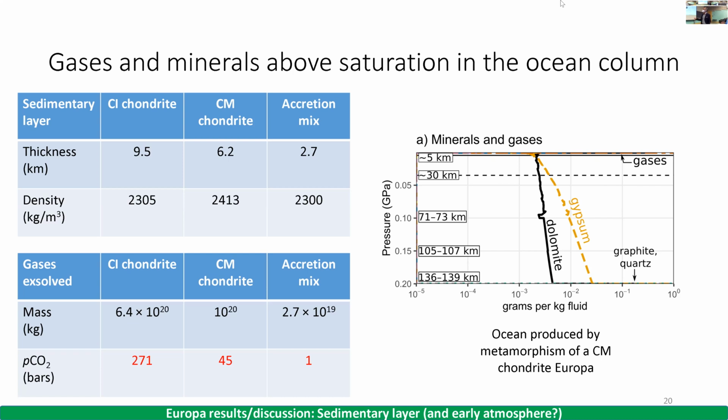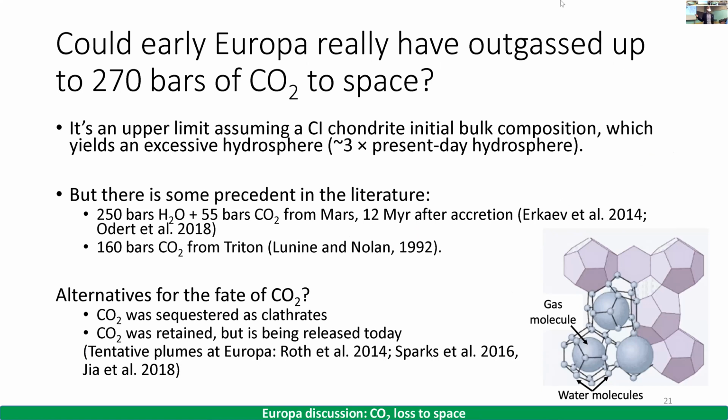But in some cases, we form less carbon dioxide that we have to somehow get rid of because Europa doesn't have that carbon dioxide today. So we were thinking about what to do with that carbon dioxide. Could early Europa really have outgassed up to 270 bars of CO2 to space? So this is an upper limit based on the compositions that we tested.